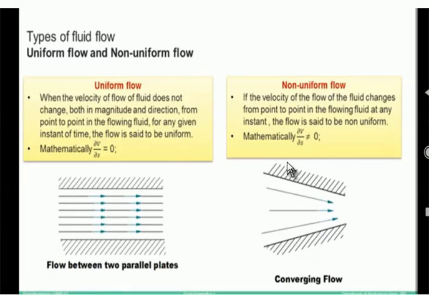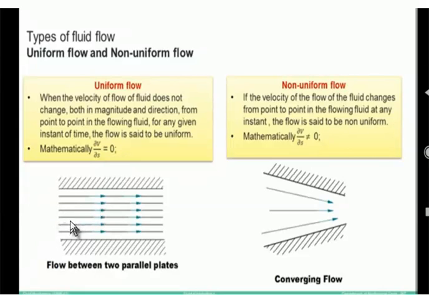Next one is the uniform flow and non-uniform flow. See here, if you observe this figure, we will come to know what uniform flow and non-uniform flow are. When the velocity of the fluid does not change, both in magnitude and direction, from point to point in the flowing fluid for any given instant of time, the flow is said to be uniform. Mathematically, dou v by dou s is equal to 0.